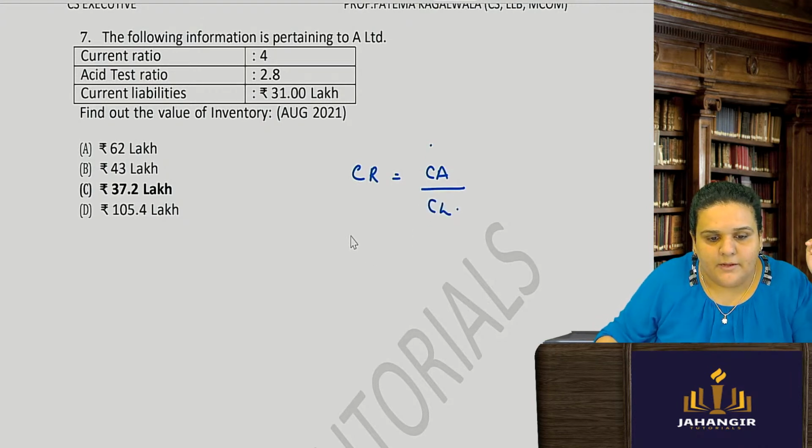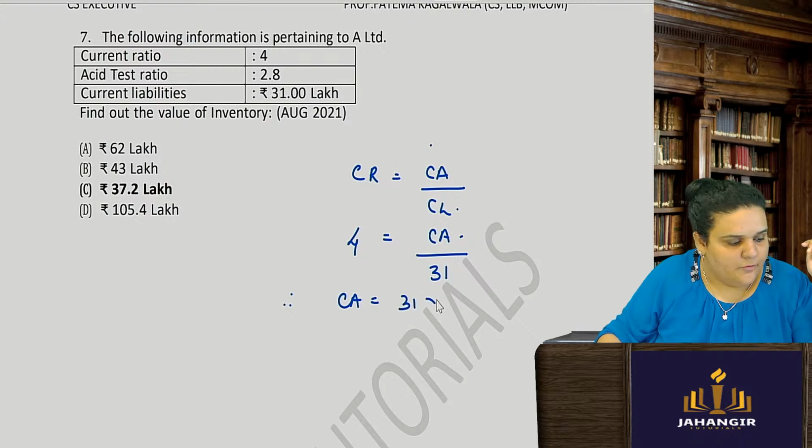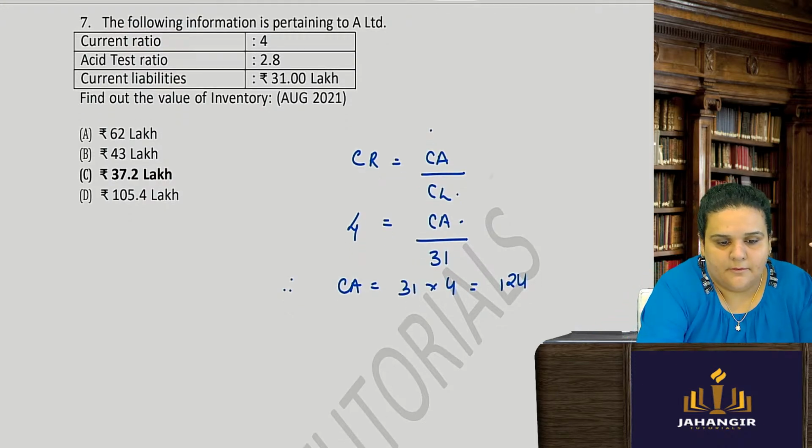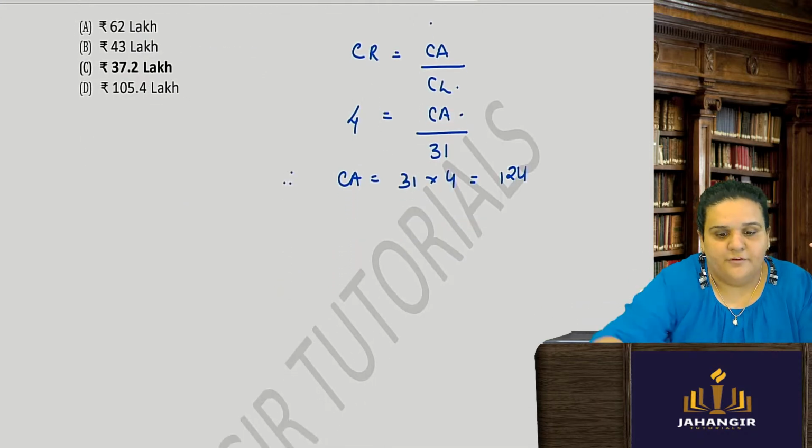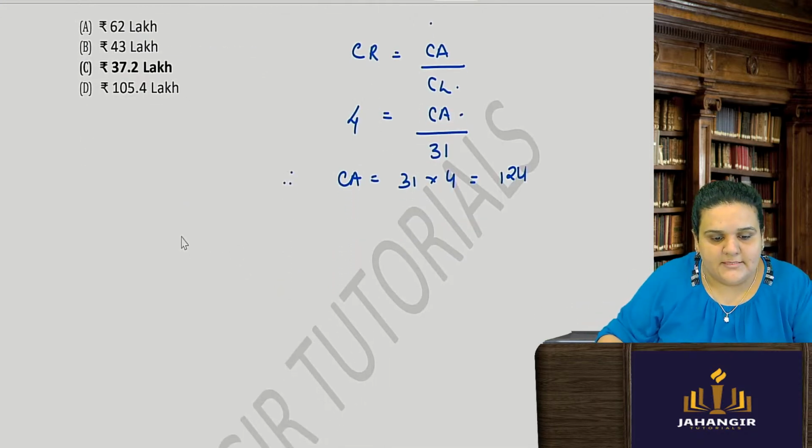Current ratio is how much? 4. Current liabilities is how much? 31 lakhs. Therefore, current assets will be equal to 31 into 4. That will be equal to 124 current assets. You have to find the value of inventory. Liquid ratio. Asset test ratio is also known as liquid ratio.